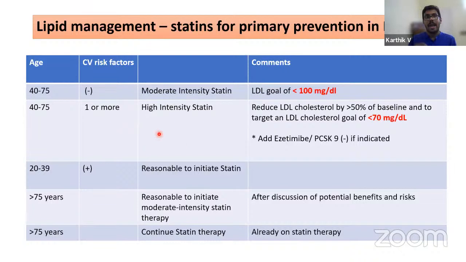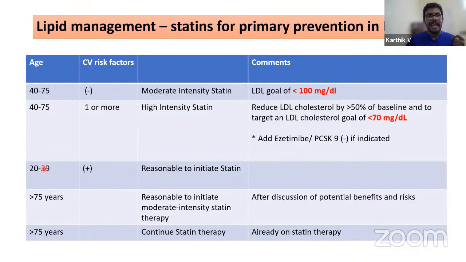So high intensity statin means atorva of 40 milligram or 80 milligram, or rosuvastatin of 20 or 40 milligram. But from our experience, it has been shown that the Asian population doesn't require as high a dose of statins for a similar degree of LDL reduction compared to the Caucasian population. So probably 20 milligram of statin would be enough for our population, but our target LDL value should be kept in mind. It should be less than 70 milligram per deciliter.